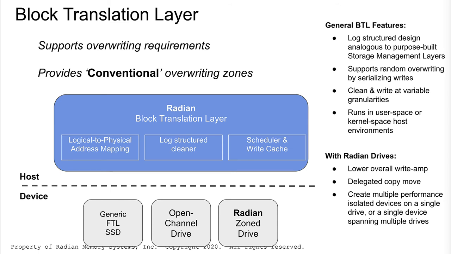So using the BTL with Radian drives provides additional benefits. Write amp is reduced because over-provisioned capacity is accessible to and fully utilized by the BTL cleaner. It is not captive inside an FTL SSD. And Radian's delegated copy move allows copy operations to be offloaded to the device. And performance-isolated namespaces allow multiple performance-isolated block devices to be created from a single drive.